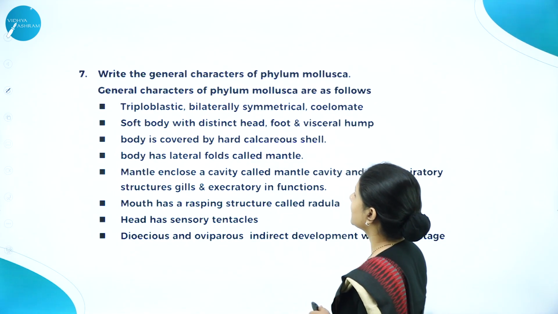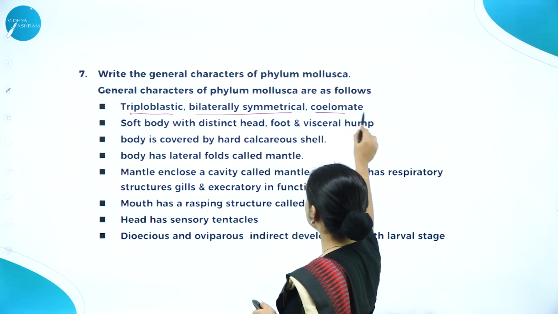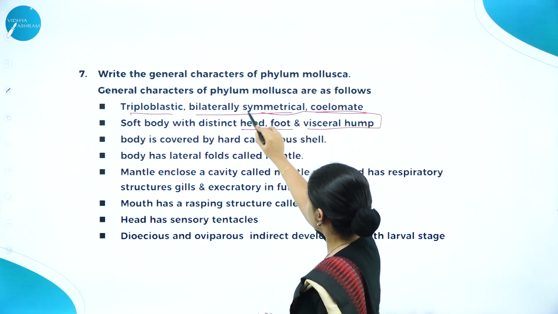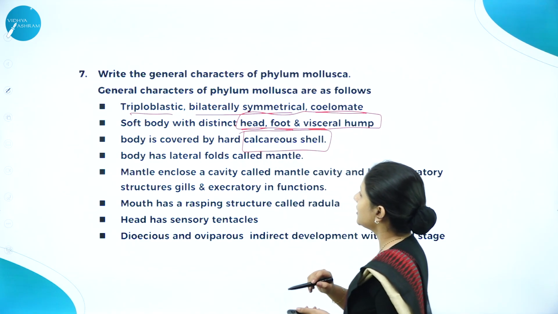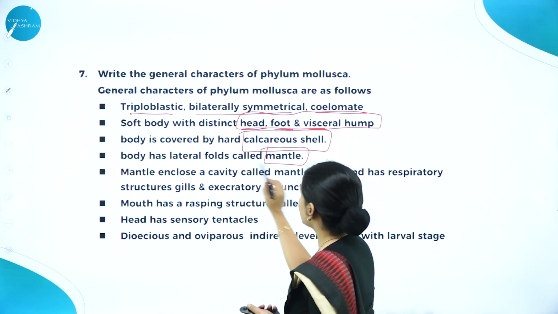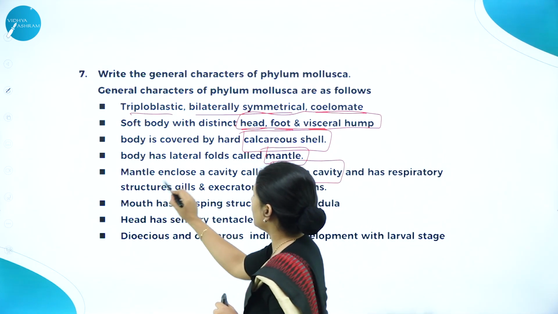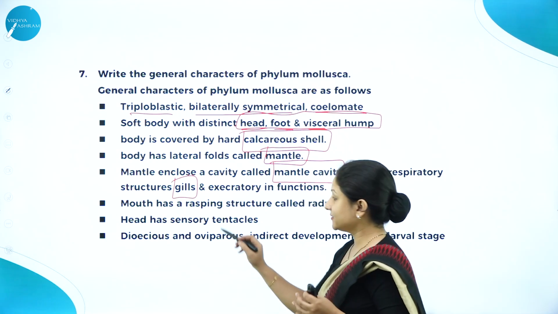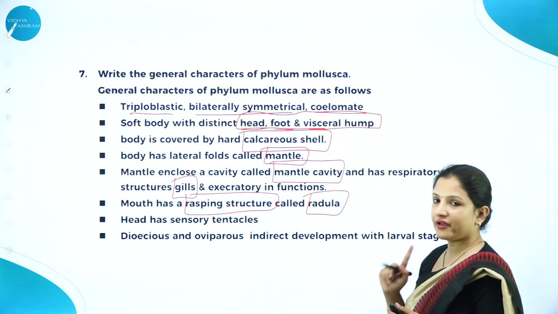Next question, write the general characters of phylum Mollusca. So it is triploblastic, bilaterally symmetrical, coelomate. The body is distinguished into head, foot and visceral hump. Writing about this is very, very important. The body is covered by a hard calcareous shell. This is important. And they have lateral folds which are called the mantle. In that mantle they have a cavity called the mantle cavity, and in that mantle cavity respiratory structures called gills are present, and some excretory structures are also there, and the mouth has a rasping organ, and that rasping organ is called the radula. Writing about this is also very, very important.